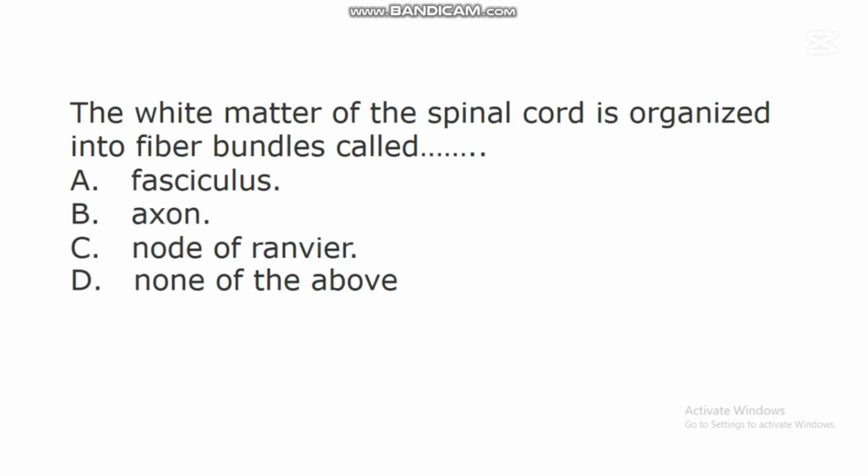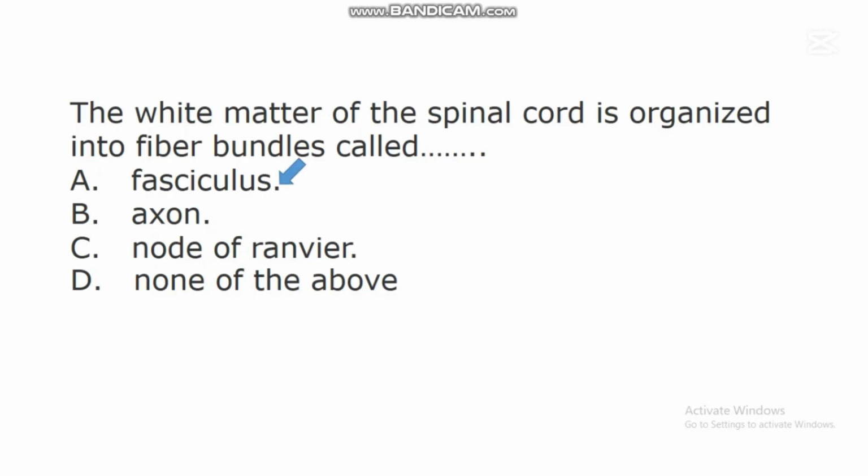The next question says, the white matter of the spinal cord is organized into fiber bundles called dash. A. Fasciculus. B. Axon. C. Node of Ranvier. D. None of the above. In this question, the correct answer is A.